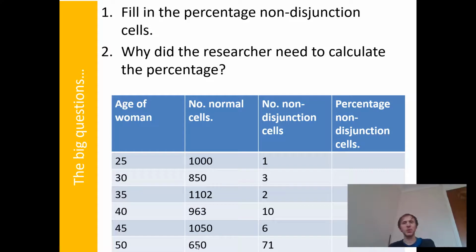Well, the question then is, why did the researcher need to calculate the percentage? Why could he not just use the data? Why could he not just say that at 25 there was 1, at 30 there were 3, etc.? The reason is to make it comparable. 1 mark to make it comparable, to make it easier to compare. Second mark is for saying because there are different numbers of cells from each age of woman.